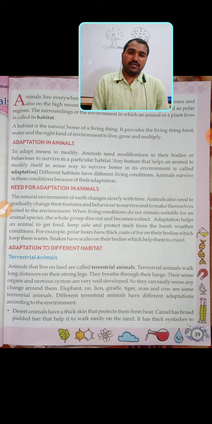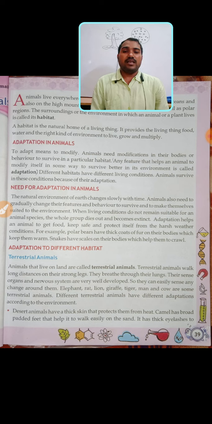What is the need for adaptation? Dear students, the natural environment of the earth changes slowly with time. Day by day, some changes occur in the environment, caused by natural reasons, human activities, or other reasons like global warming, which means an increase in temperature, and increasing pollution and population. So animals also need to gradually change their features and behavior to survive in the particular environment. They can change their body, their behavior, and their requirements. That change is said to be adaptation.